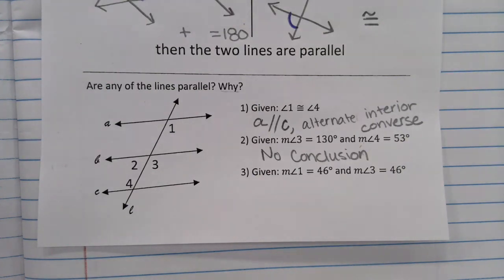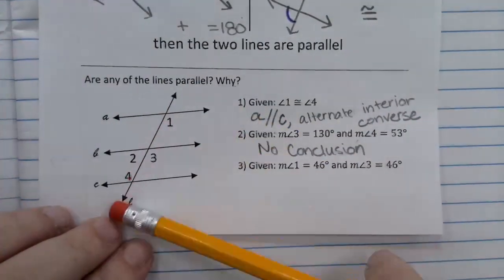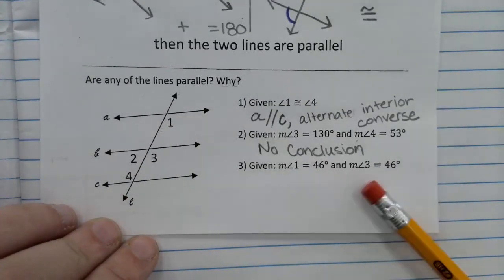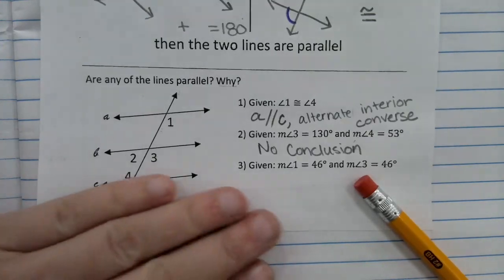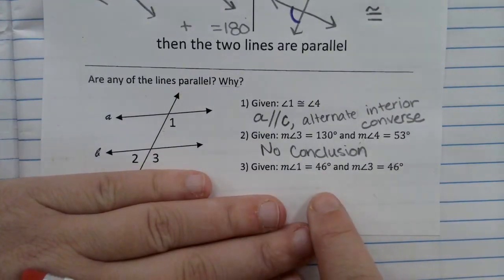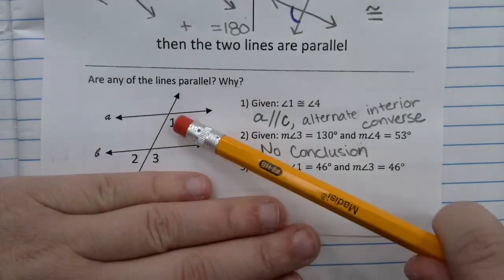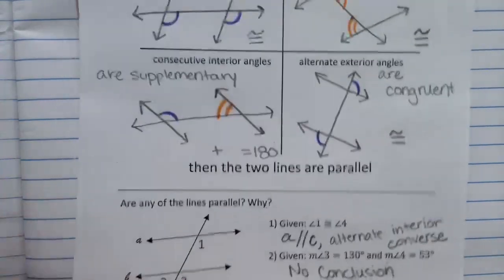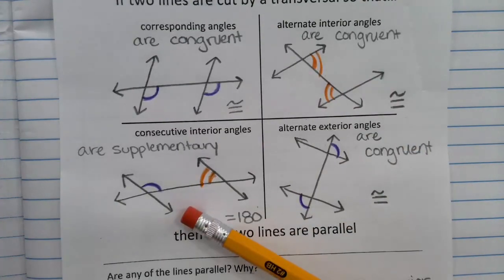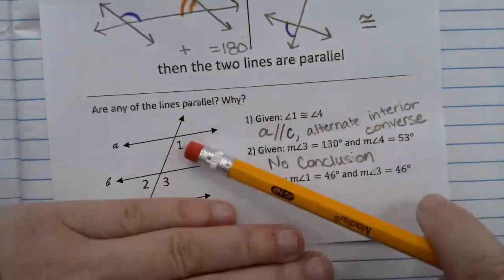All right, last one. Angle 1 is 46 degrees, and angle 3 is 46 degrees. So again, let's look. Transversal L connects them. It goes through both of them. Which two lines are we looking at for 1 and 3? Good, A and B. So we can cover up that C for a moment. Okay, I want to see what types of angles 1 and 3 are. What is that pairing? To do that, we look back up here. Is it corresponding, alternate interior, consecutive interior, or alternate exterior when we look at 1 and 3?